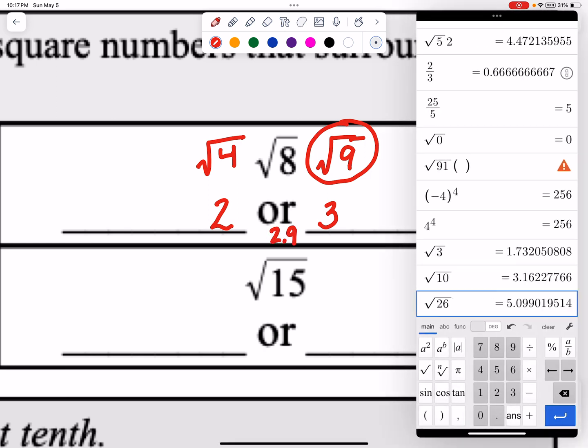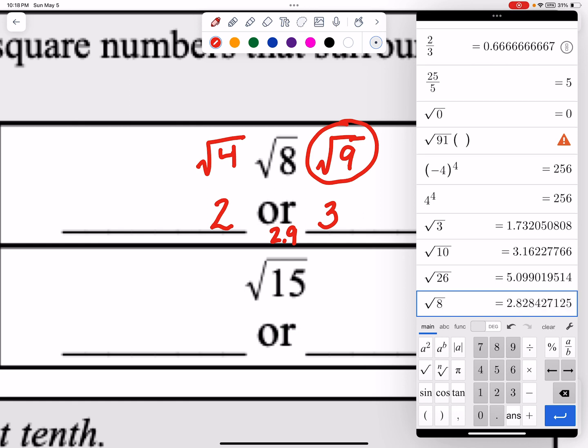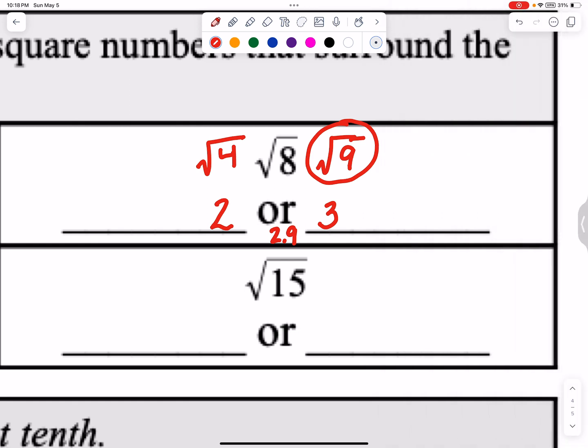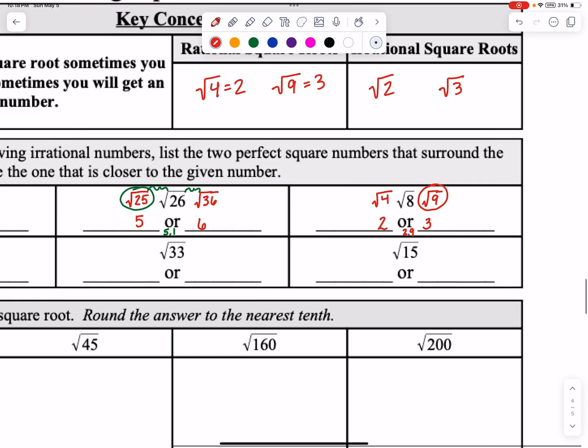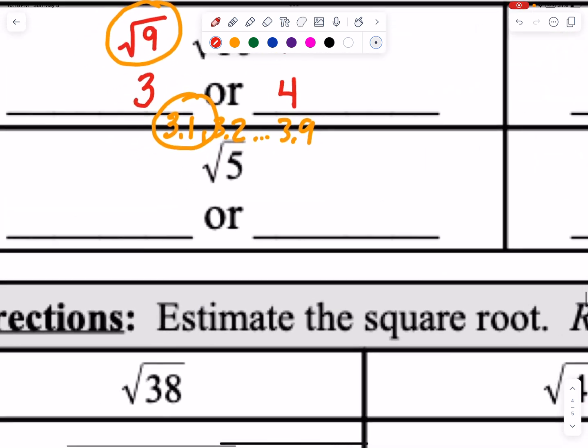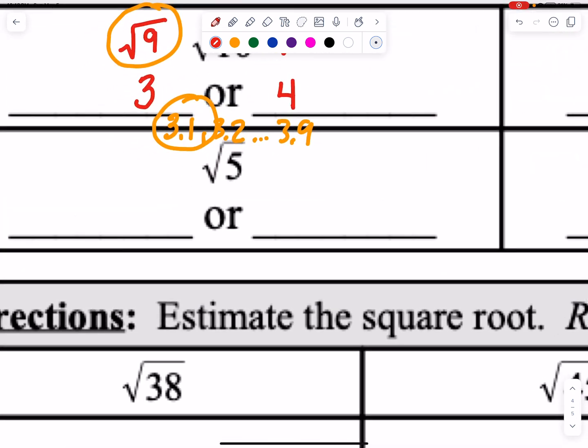So let's go ahead and see how close we are. Square root of 8, look at that, 2.82. So we're pretty close, okay? All right, let's go ahead down to here. You can always pause and try these out or just follow along.